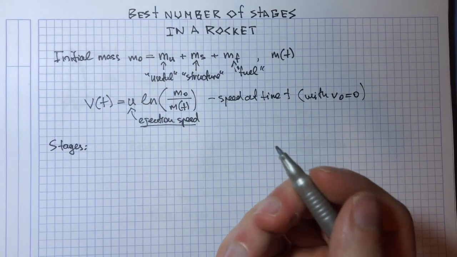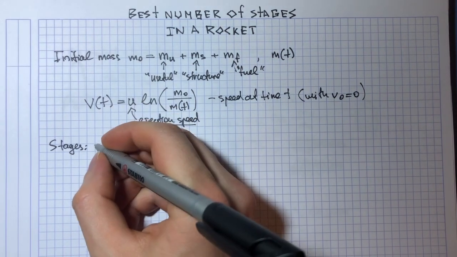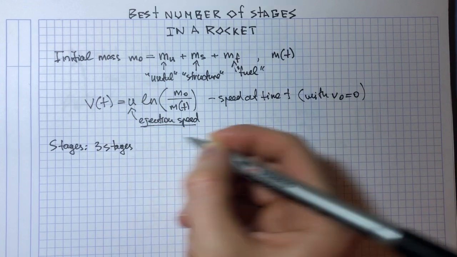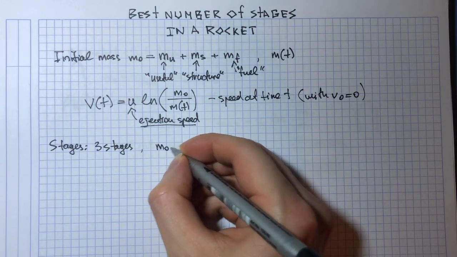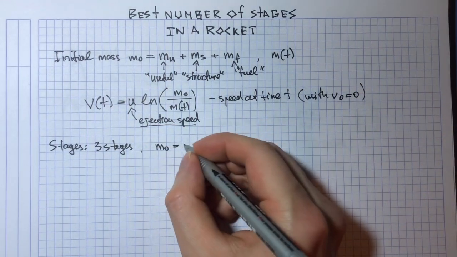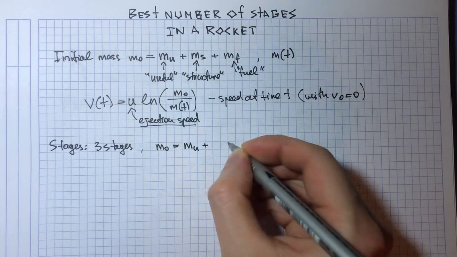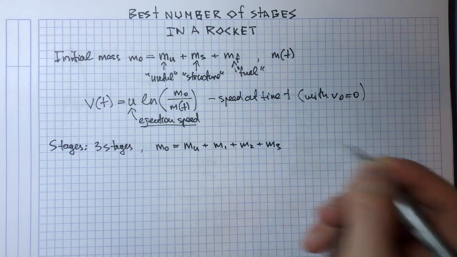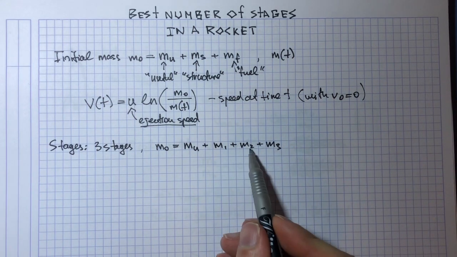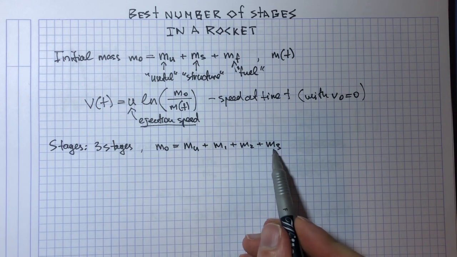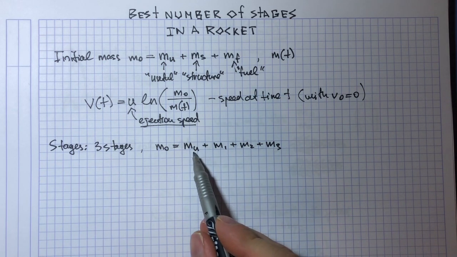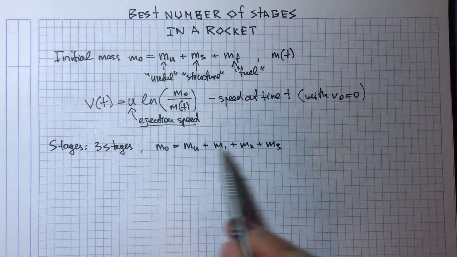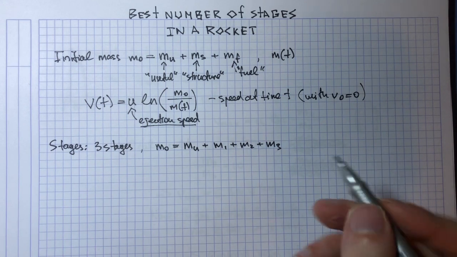To have a concrete example, suppose we have 3 stages and we write m0, our initial mass, as m useful plus m1 plus m2 plus m3, where m1, m2, and m3 are the masses of these stages. Well, mu is probably attached to the third stage, but that doesn't matter.